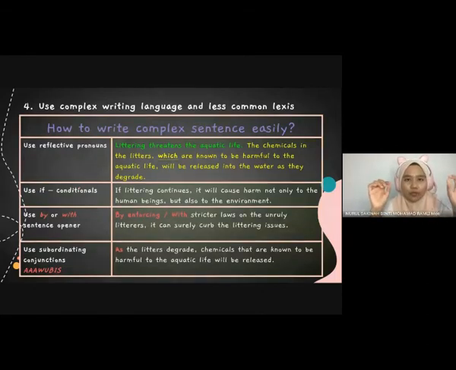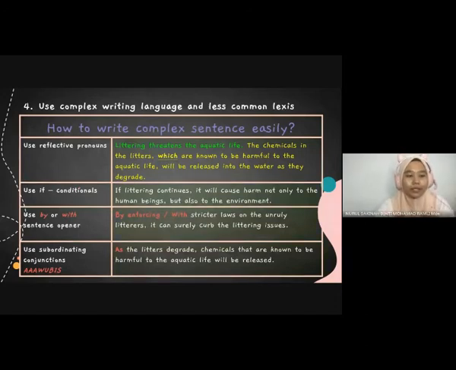So what is the effect of using relative pronouns? It helps your reader to understand the subject. And then your sentence is not choppy, not broken up. Instead of saying, "The litters contain harmful chemicals. And these harmful chemicals will be released as they degrade," you break the sentence up and it sounds choppy. You can connect the sentences using relative pronouns. So there is an effect there.